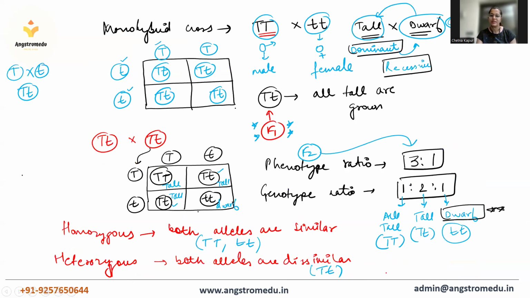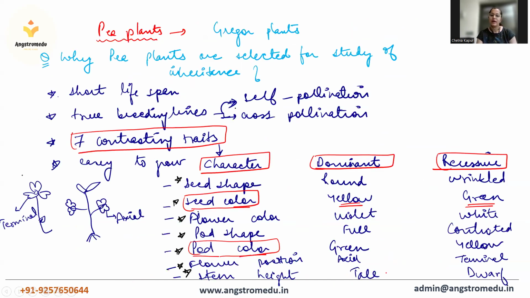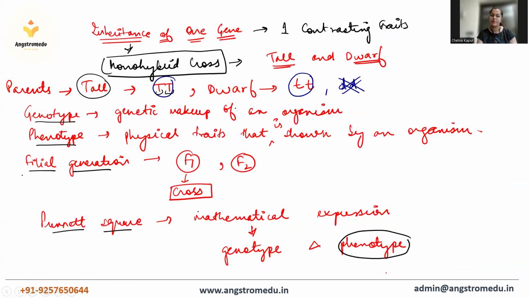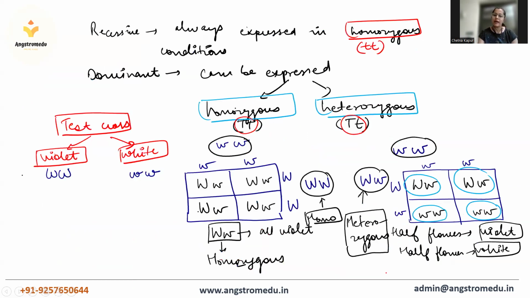So let us just look at it once and then we'll end this session. So this is the principle of inheritance, okay? And this is a pea plant, why it is selected, what the inheritance of one gene is, what a monohybrid cross is, how it is performed, what dominant and recessive traits are, what homozygous and heterozygous conditions are, and what a test cross is. So again, this is really important. Usually the examiner will ask you what a test cross is. Students usually mention what monohybrid is, but they don't put a focus on the test cross.